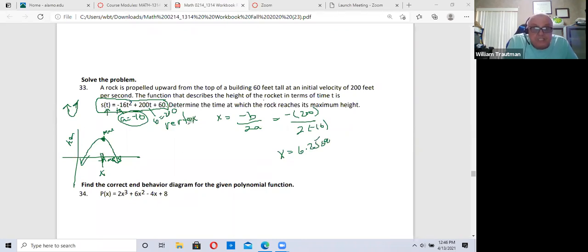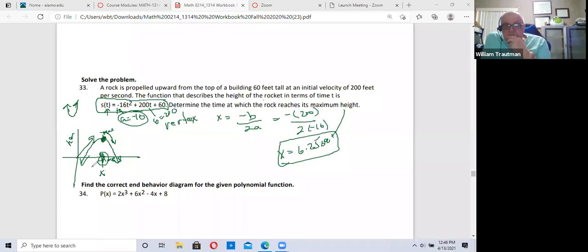So right here it says determine the time. That's the X value, 6.25 seconds. We're done. That's the answer. At 6.25 seconds, the rocket gets shot up and it reaches its maximum height before it starts going down, 6.25 seconds after it takes off.